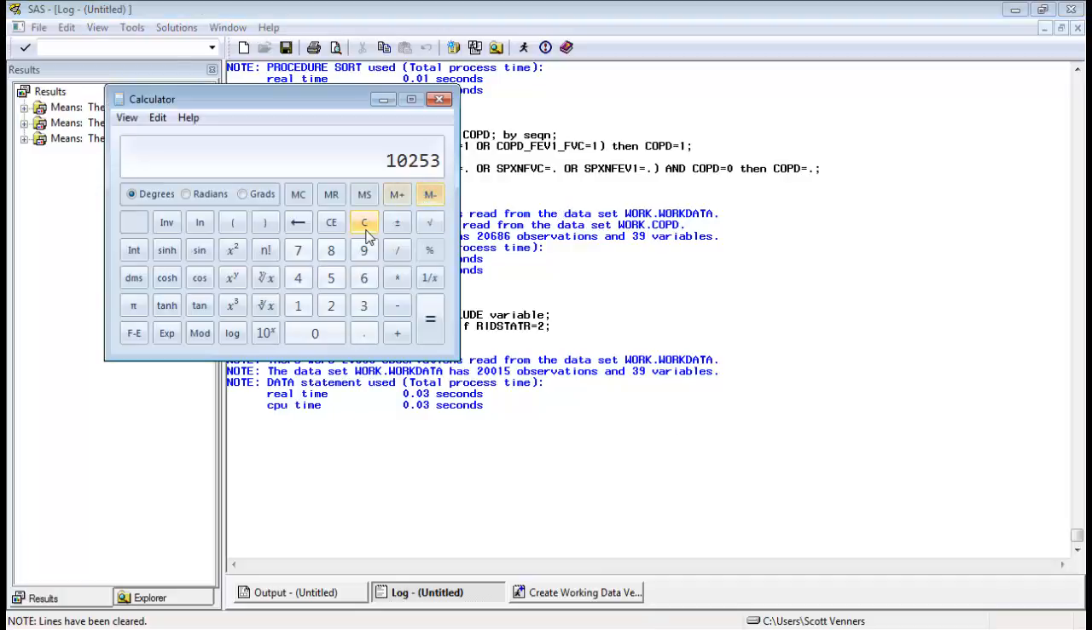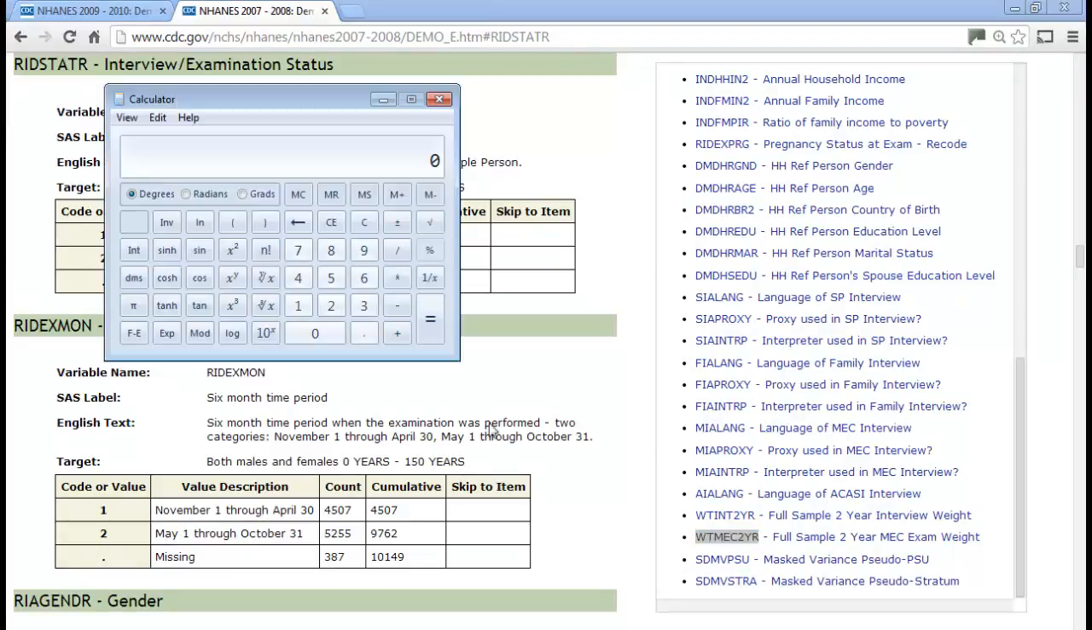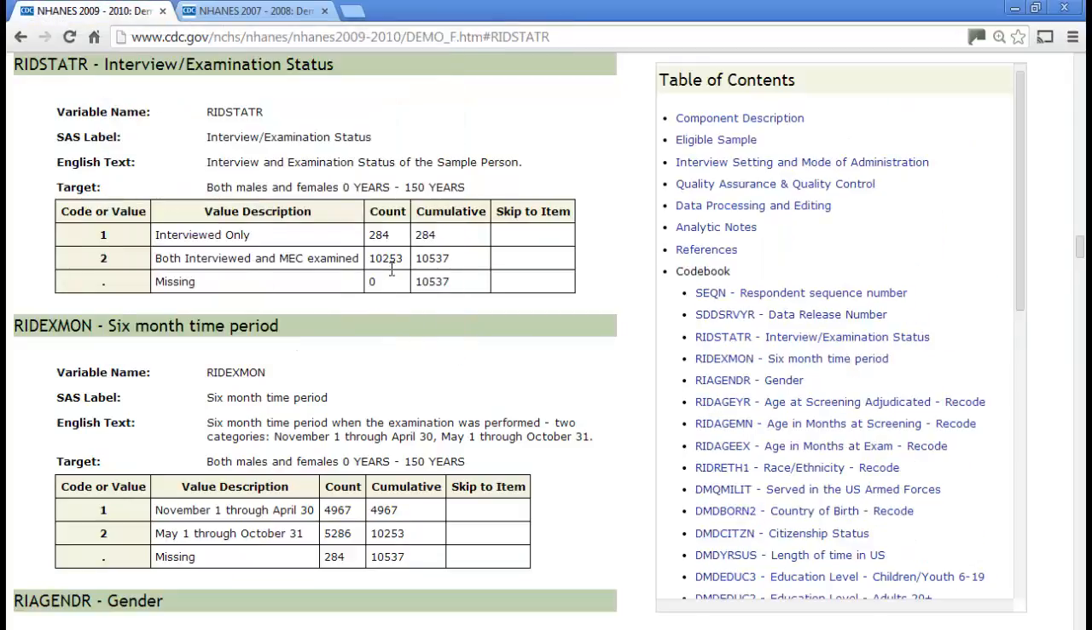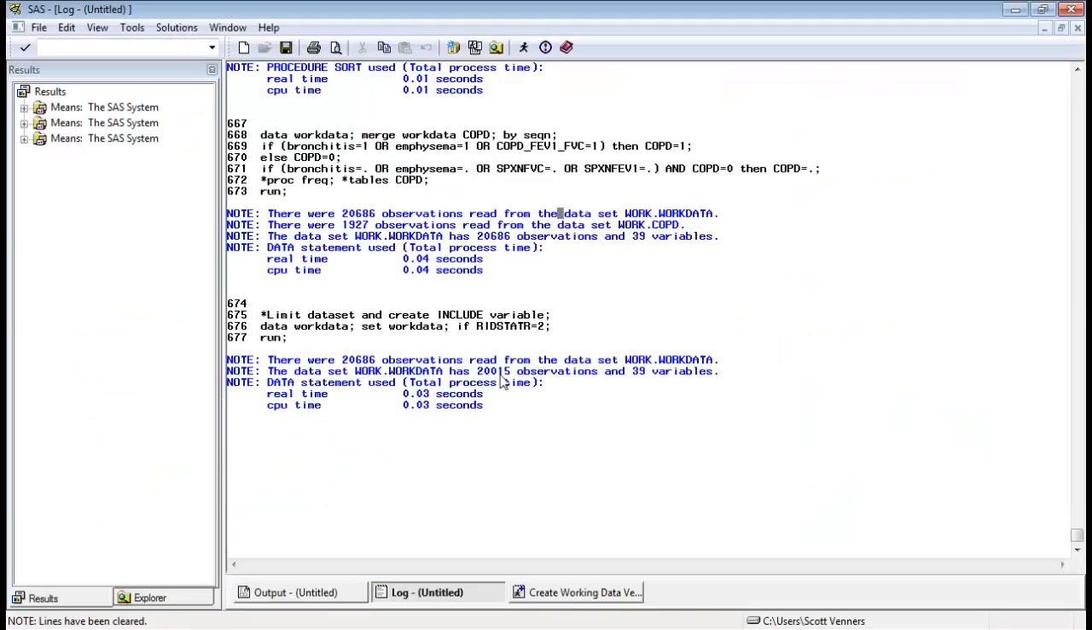So let's do a little calculation here. This is 2007 and 8. There's 9,762 in this year. And then in 2009 and 10, there's 10,253. Adding them equals 20,015, which is what I had here, 20,015. So it looks like it's correct. It's giving me all of the people in my 4 years of NHANES data who went to the Mobile Examination Center.